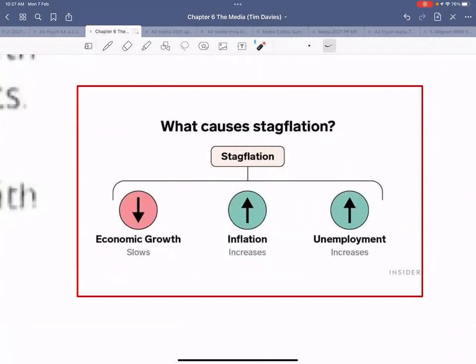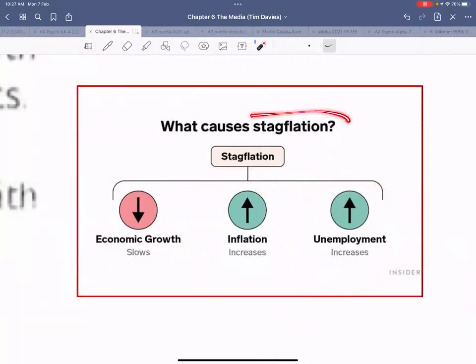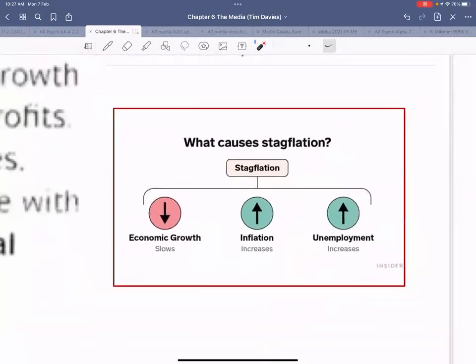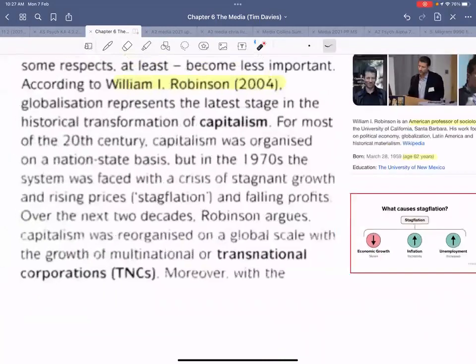Jab aapke paas aap dekhte ho ki aapki economic growth kisi bhi country ki kam hoti ja rahi hai, inflation aapka badh raha hai, unemployment aapki badh rahi hai, the term that we typically use for this is stagflation, right? So stagnant economic growth with a lot of inflation being experienced, right? So a combination of this, we're using the word stagflation over here, right?